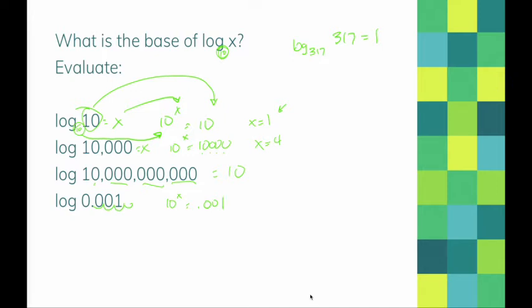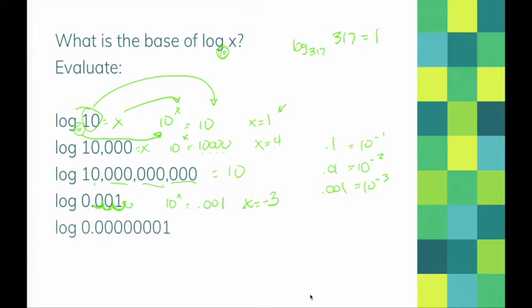So 0.1 is 10 to the negative 1. It's 1/10. 0.01 is 10 to the negative 2. 0.001 is 10 to the negative 3. So 3 places. That's going to be x equals negative 3.